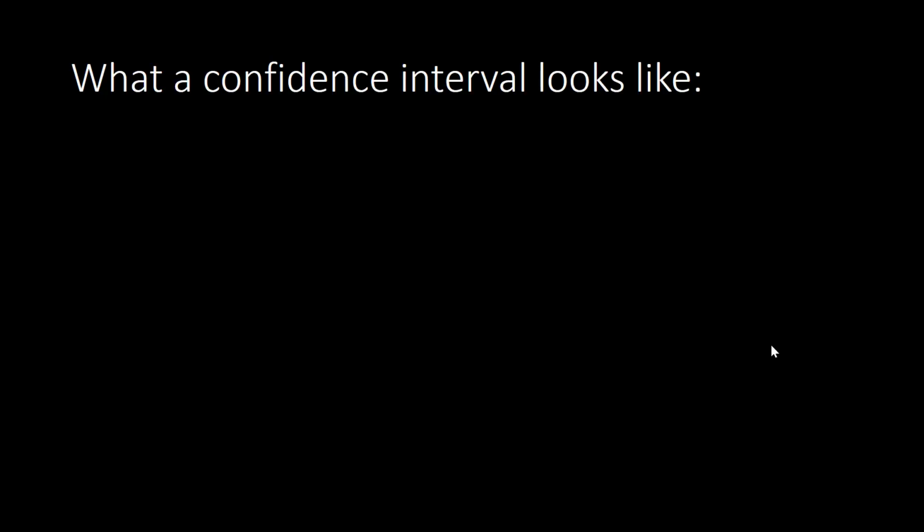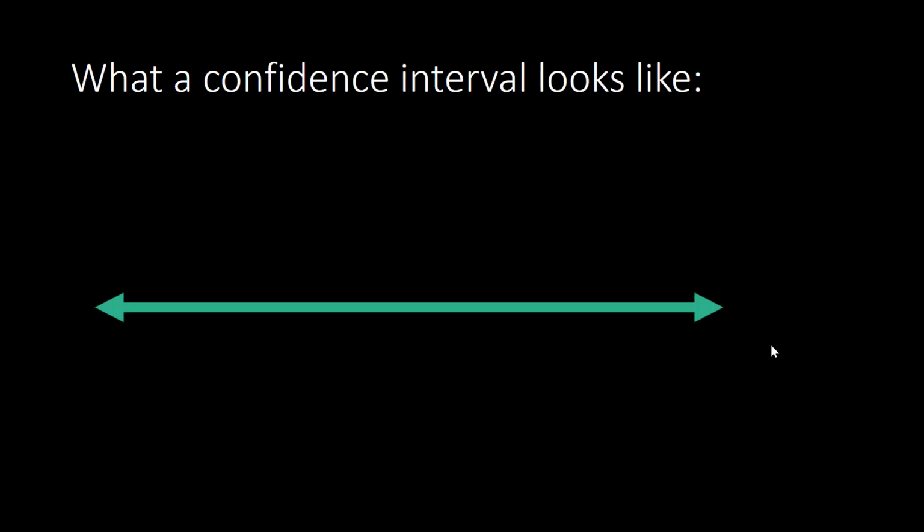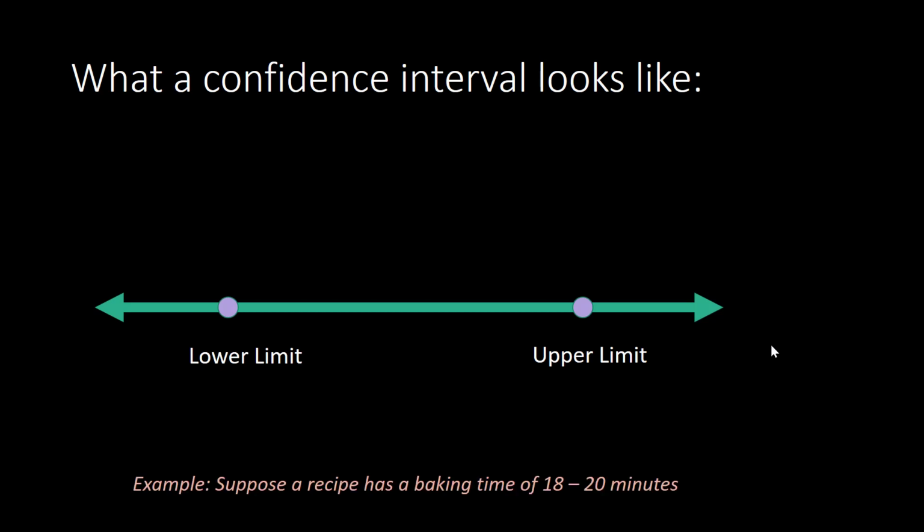So let's see what a confidence interval really looks like. We always create a confidence interval on a number line. We plot the lower limit and the upper limit on the number line. Let's use this concrete example. Suppose a recipe has a baking time of 18 to 20 minutes. So the lower limit is 18 minutes and the upper limit is 20 minutes.